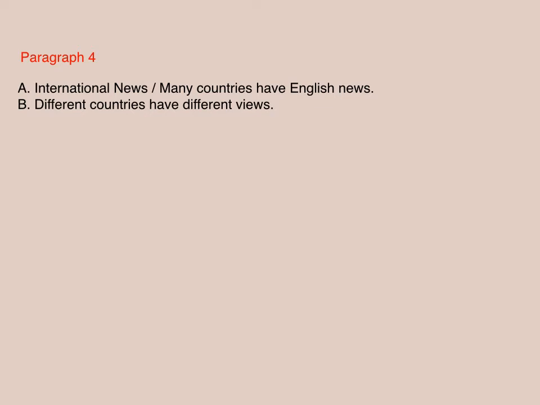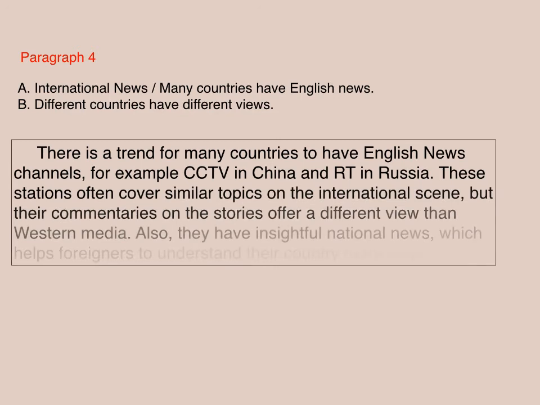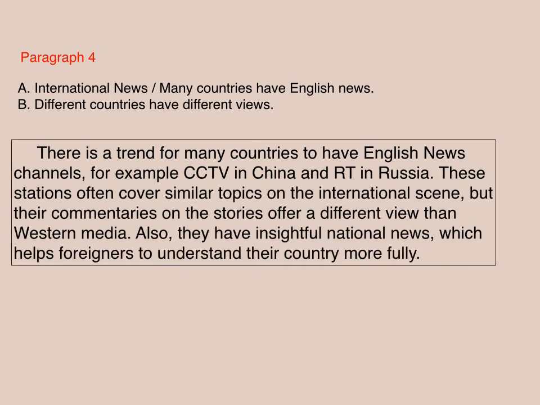Here are our notes for paragraph 4. A, international news. Many countries have English news. B, different countries have different views. So let's see what we wrote based on these notes. There is a trend for many countries to have English news channels, for example, CCTV in China and RT in Russia. These stations often cover similar topics on the international scene, but their commentaries and the stories offer a different view than Western media. Also, they have insightful national news, which helps foreigners to understand their country more fully.